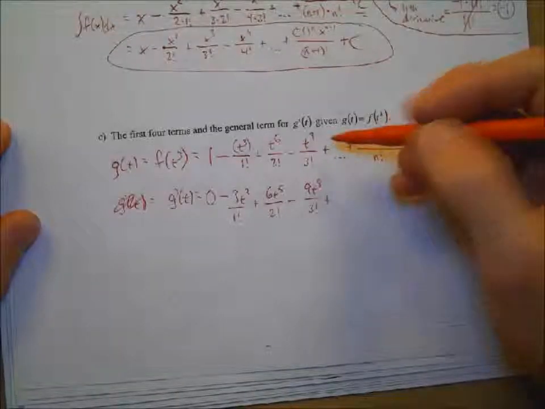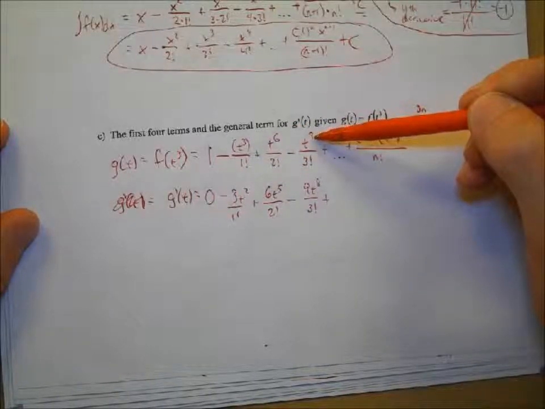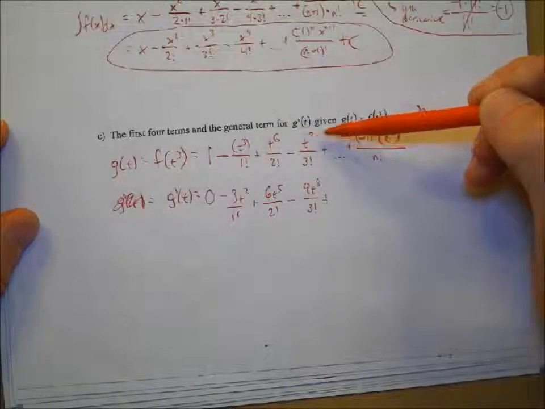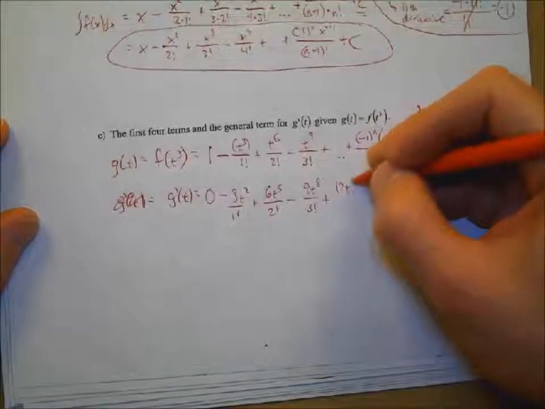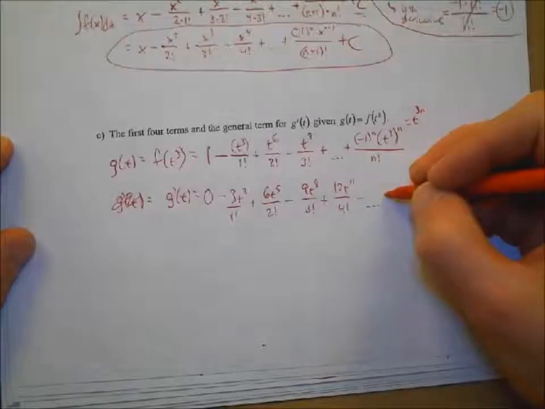So anyway, you can kind of see the pattern here, right? It was t cubed, t to the 6th, t to the 9th. So the next one we would expect hopefully to be t to the 12th. And so this is going to be 12t to the 11th over 4 factorial, right? Minus dot, dot, dot. Okay, and then plus right there.